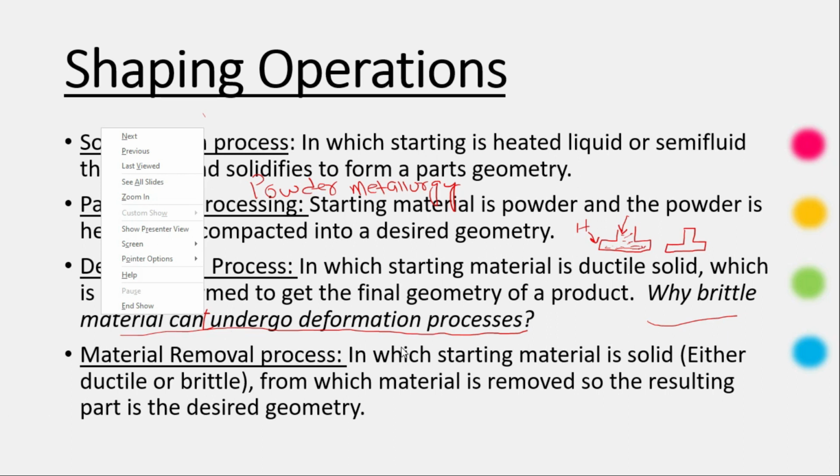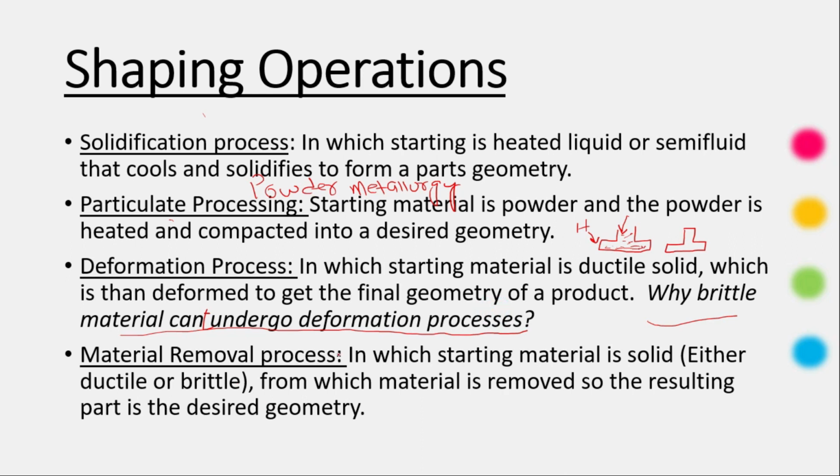Then the fourth type is the material removal process, in which the material is solid, either ductile or brittle, from which material is removed, so the resulting part has the desired geometry. So you have large blocks from the previous methods, then these large blocks are sent to the factory, in which you further perform some operation. You have a certain shape, and to have precise dimensions you use the lathe machine and other machining operations.